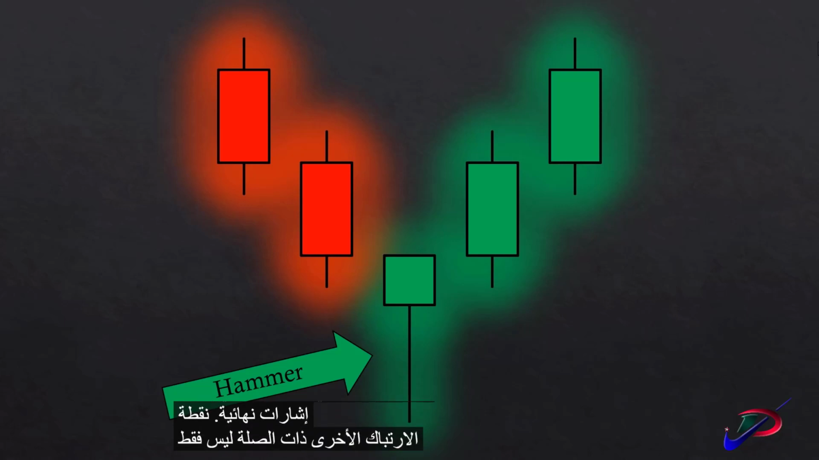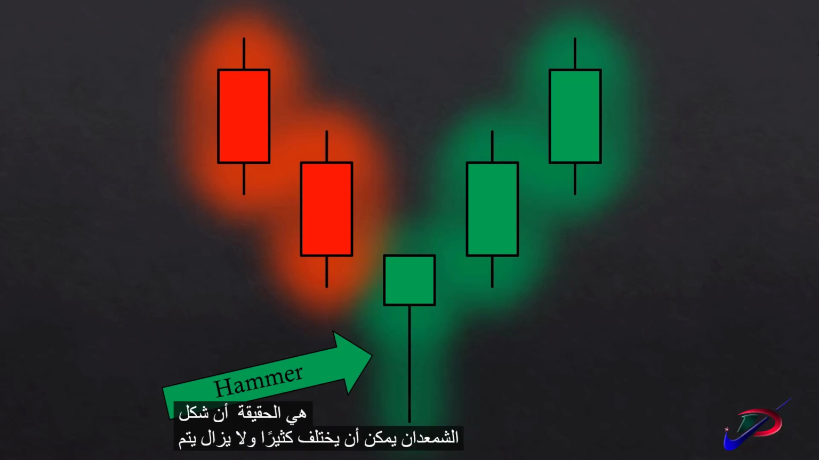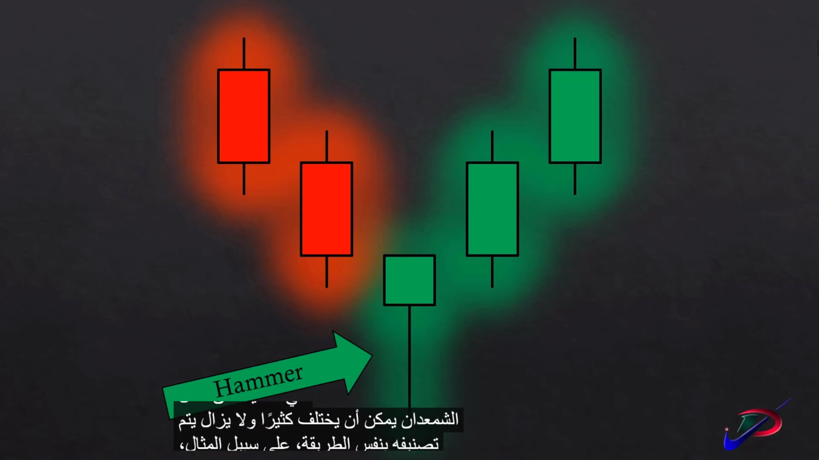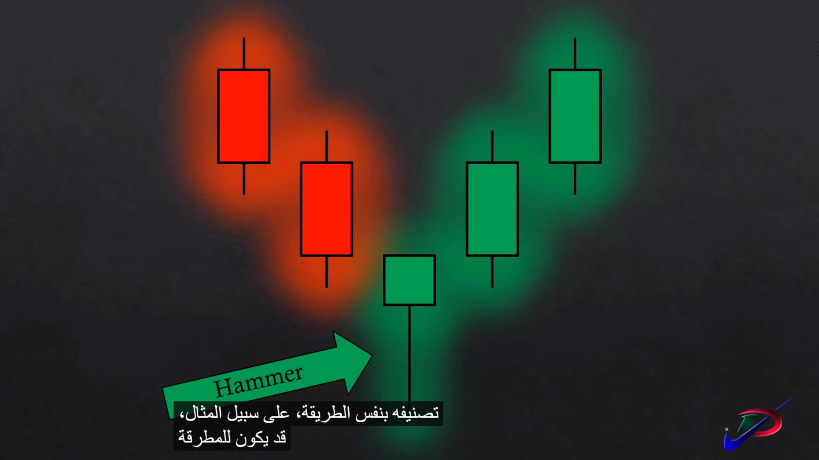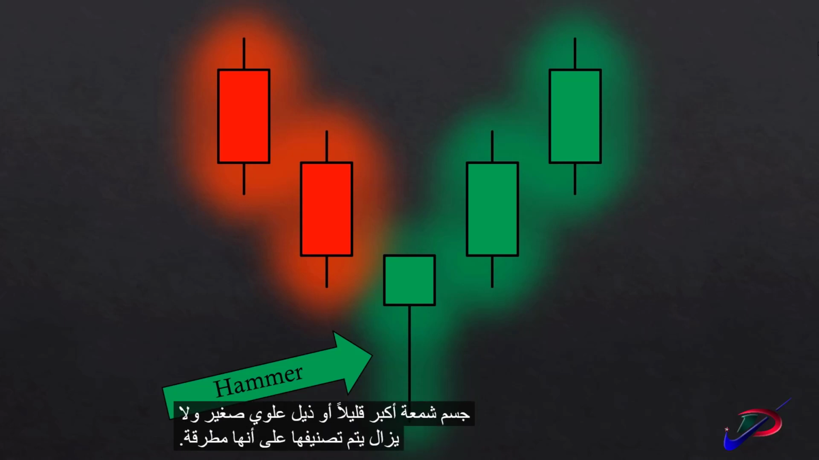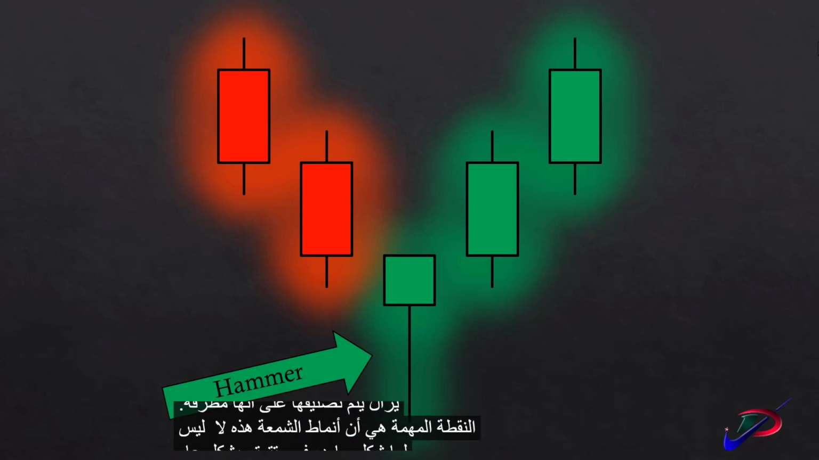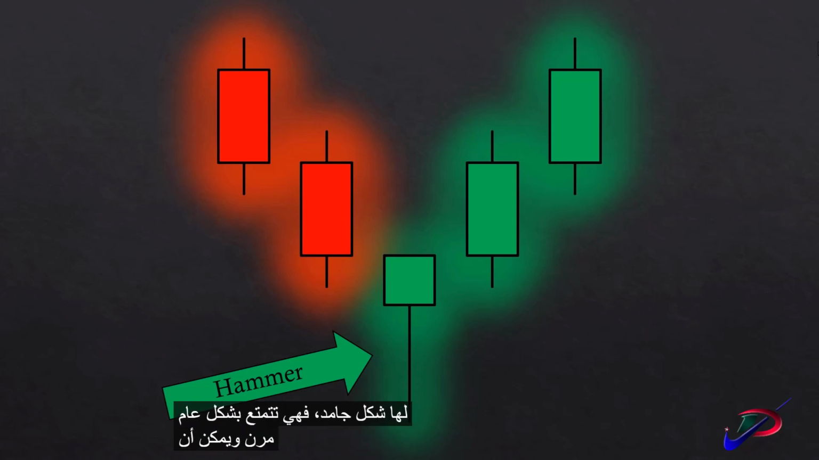Another point of confusion that is relevant not only to hammers, but to all candlestick patterns is the fact that the shape of the candlestick can vary a lot and still be classified in the same way. For instance, a hammer might have a slightly larger candle body or a small upper tail and still be classified as a hammer. The point is that these candle patterns don't have a rigid shape. They have an overall shape that is malleable and can be subjected to some changes.